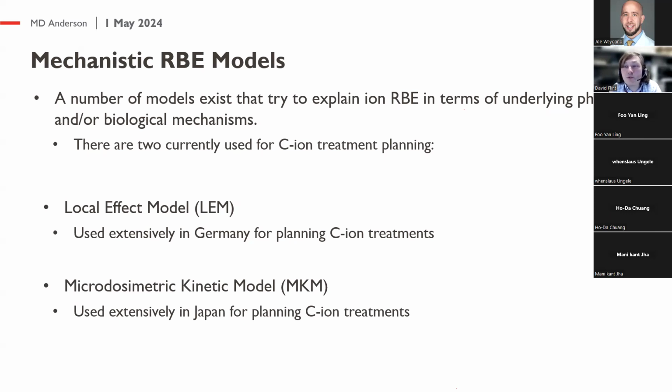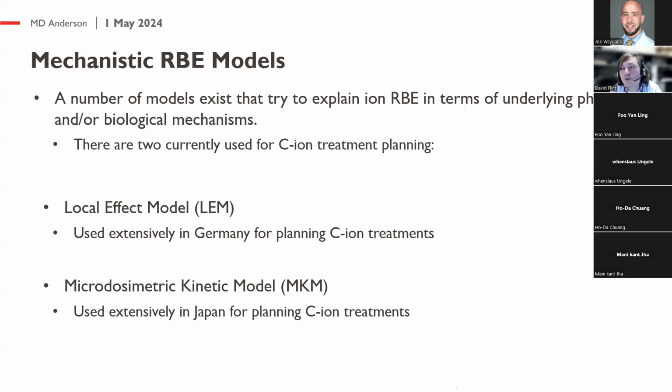There are quite a few published mechanistic models, but the ones I'm going to focus on today are the two that are actually used in clinical settings: the local effect model and the microdosimetric kinetic model. The local effect model is used in Germany for their carbon ion therapy centers. And the microdosimetric kinetic model is used predominantly in Japan for their carbon ion centers. These models, in principle, can be used with protons, but currently no one is using any RBE models with protons. We're all just assuming RBE is 1.1, as I'll get to later.